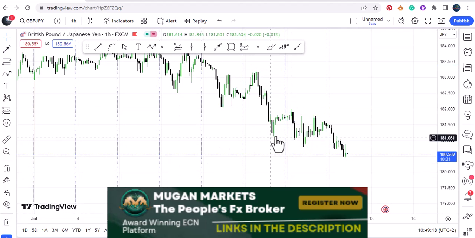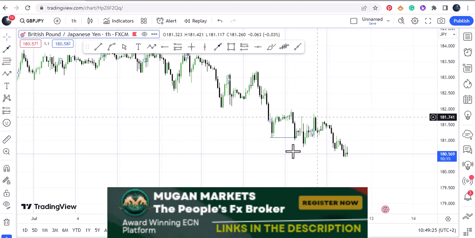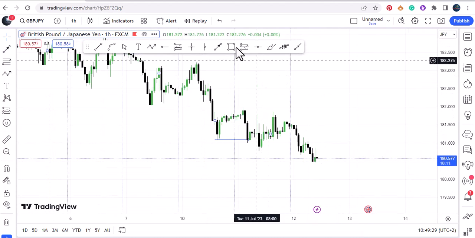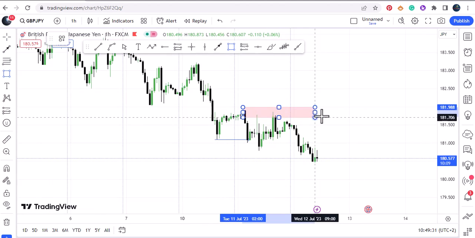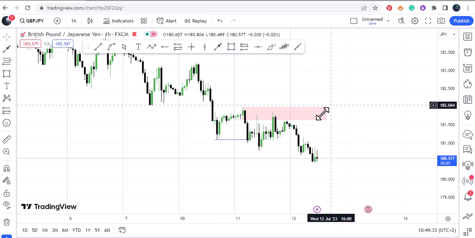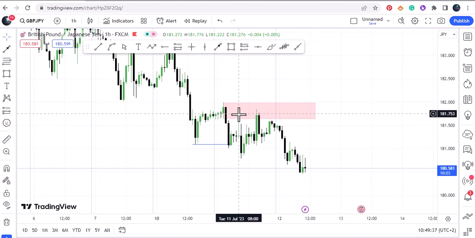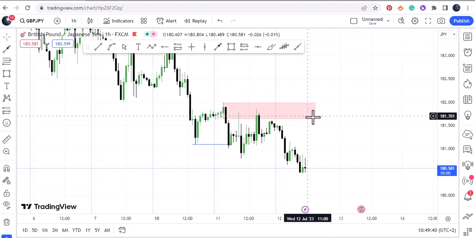So let's just remove all the drawings and see how we got this. Number 1, we had taken out this low, right? We had taken out this low, a break of structure. So what followed was this order block that you see here. This was the order block that we chose, and we set our limits at this particular point, and we caught that pin.